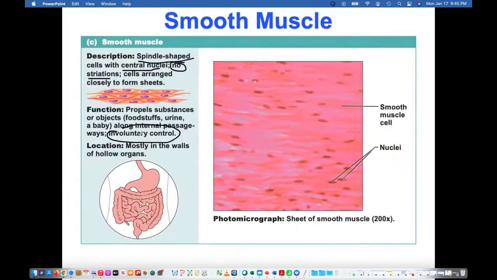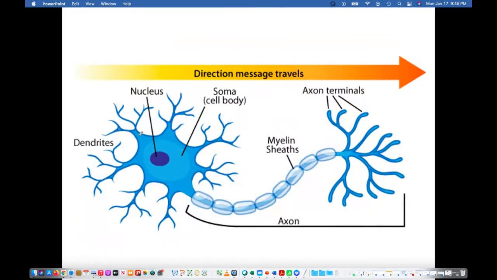That's the point. Okay, and let's take a break. When I come back, we'll talk about the neuron, the fourth type of tissue.